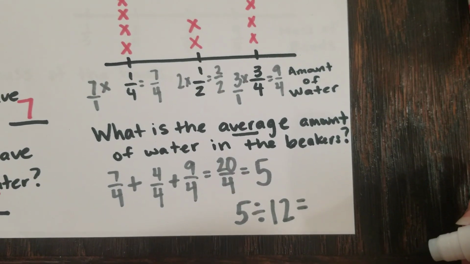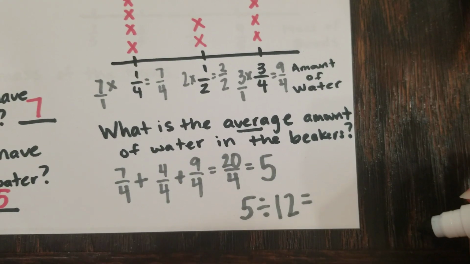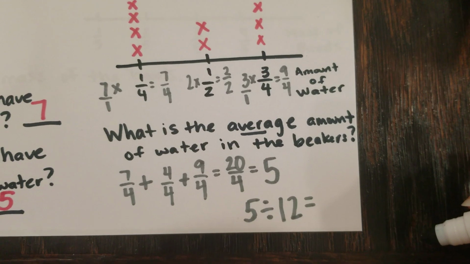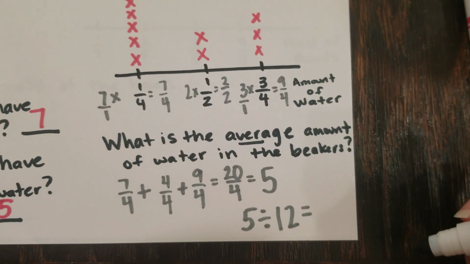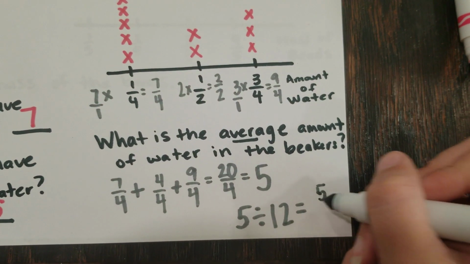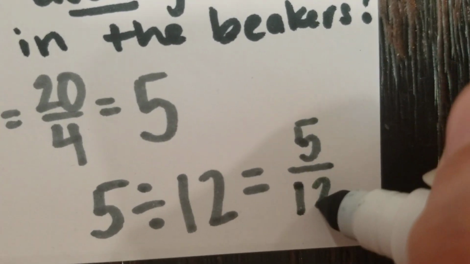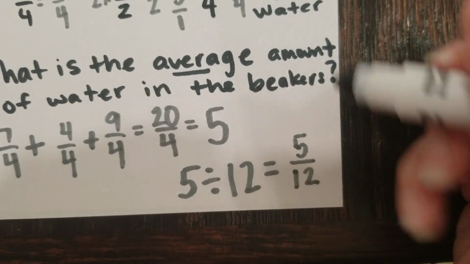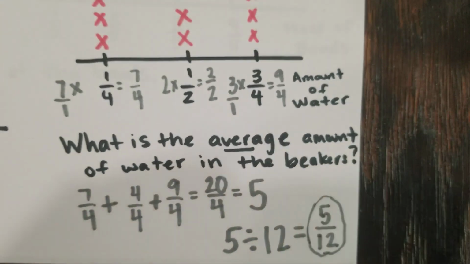Okay, 5 divided by 12. I can't put 12 into 5. 12 doesn't go into 5 at all. So this is that type of division problem where, since we can't really divide 12 into 5, we're just going to rewrite this division problem as a fraction. Because remember, that fraction bar is a division sign. So we're going to write 5 divided by 12, just like that. 5/12 is my average. This is the average that this question was asking for.